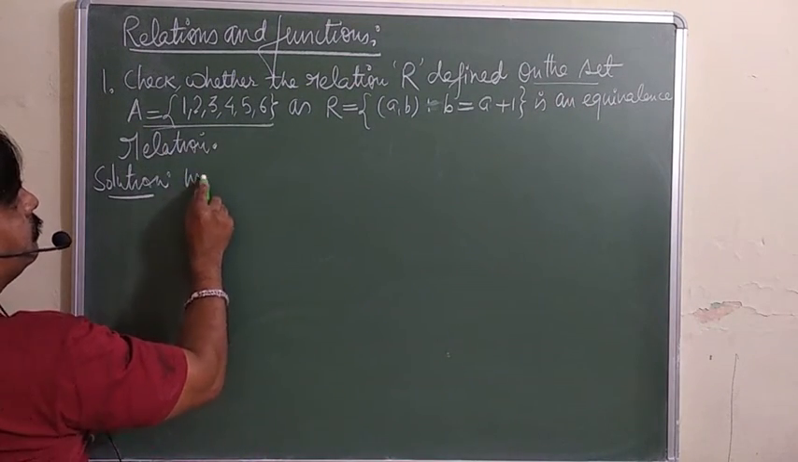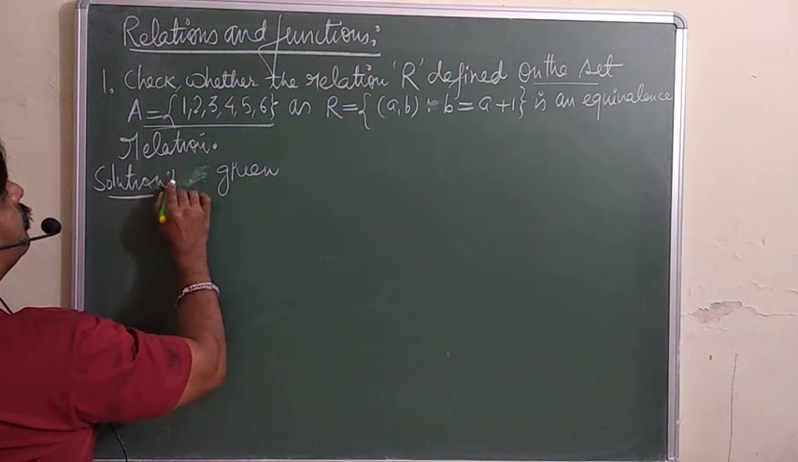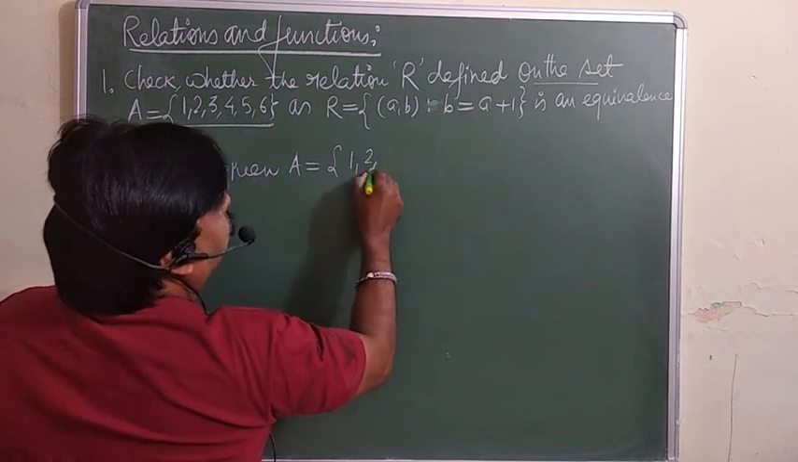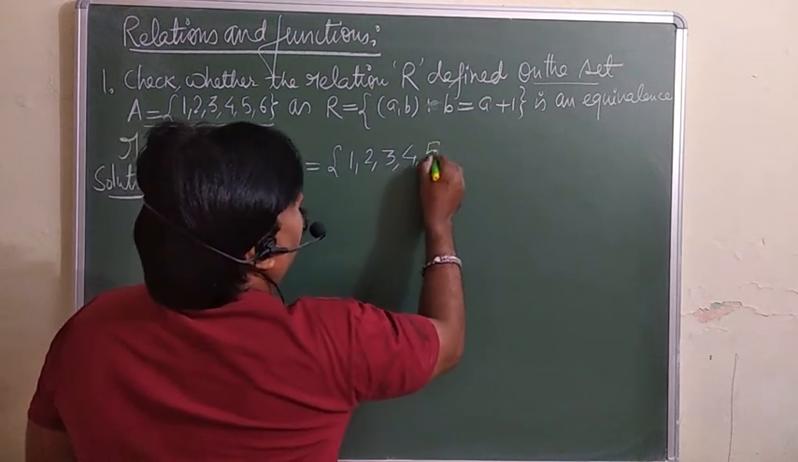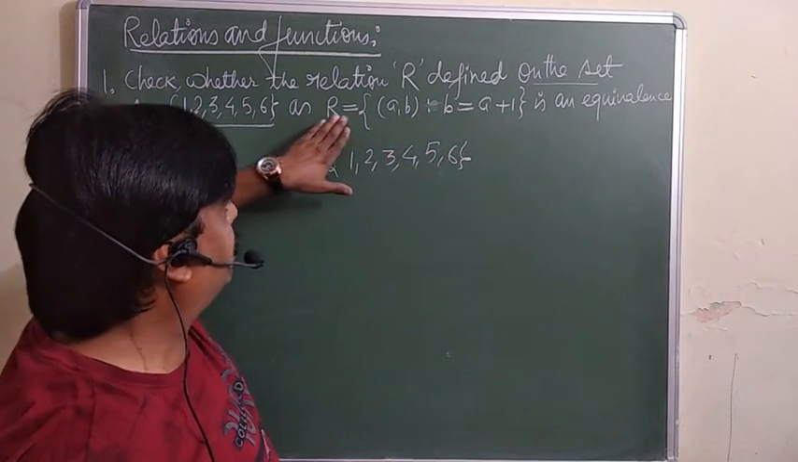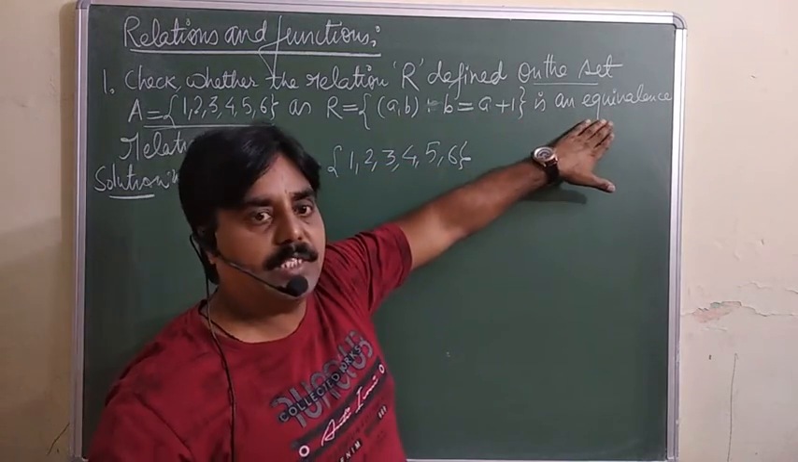We are given the set A, whose elements are 1, 2, 3, 4, 5 and 6. And we are supposed to check whether this relation R, equal to the ordered pairs (a, b) where b is equal to a plus 1, is an equivalence relation or not.